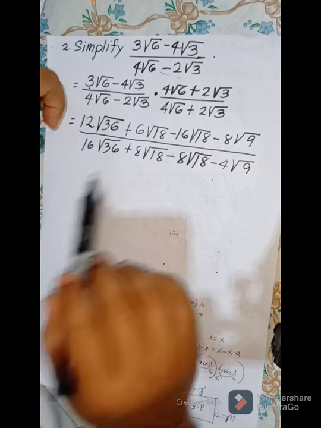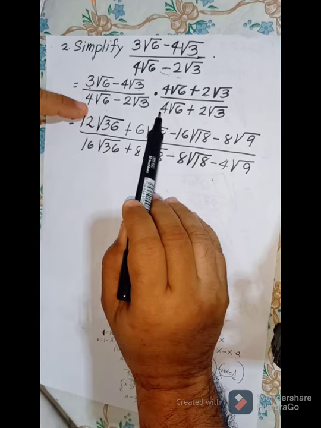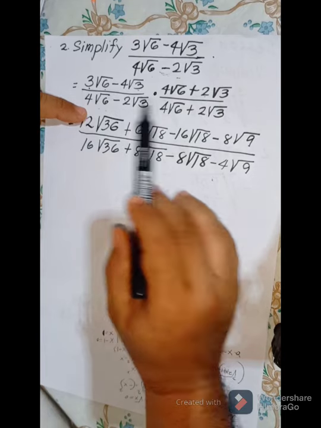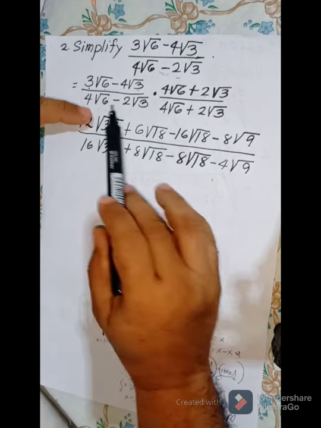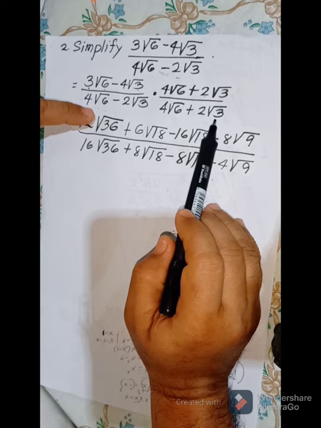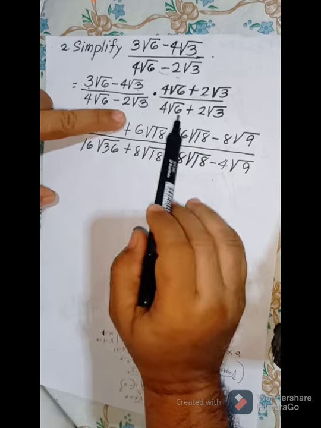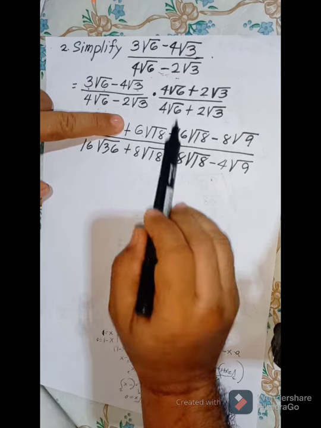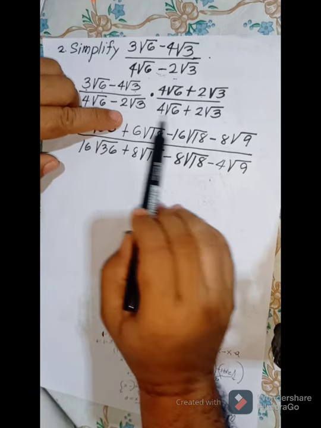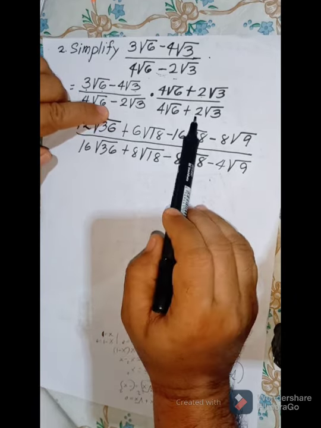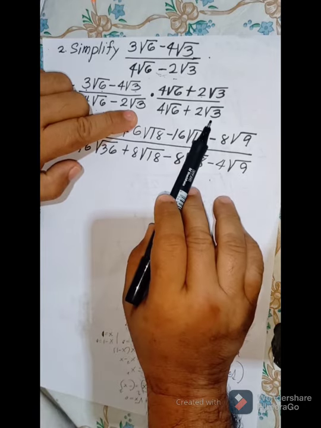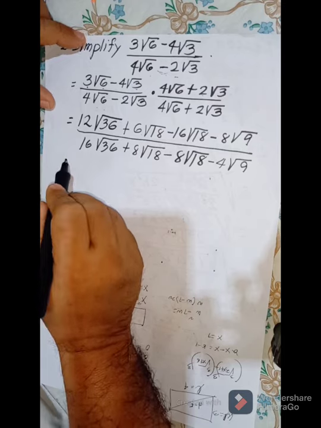For the denominators, first times first, 16 square root of 36. Outer times outer, positive 8 square root of 18. Inner times inner, negative 8 square root of 18, 3 times 6. And last term times last term, negative 2 times positive 2, negative 4, square root of 3 times square root of 3, square root of 9. Let us simplify.